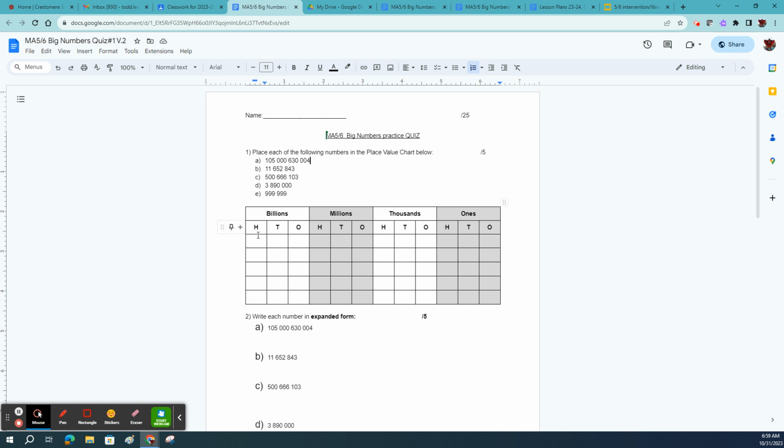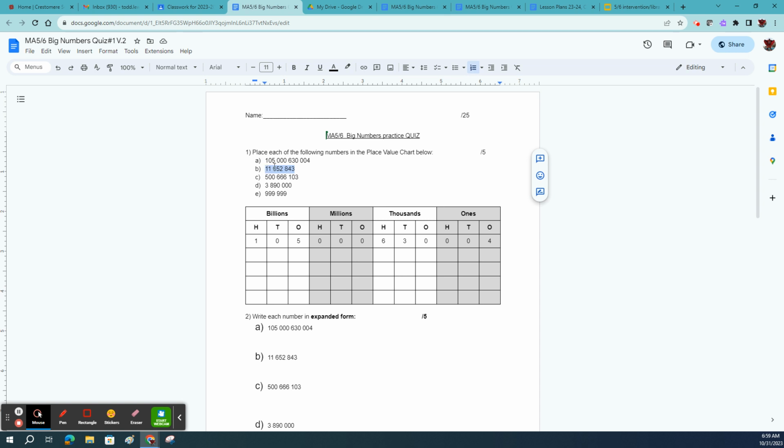105,630,004. Okay, so I know this is in the billions because I read it. I could hear what period it was. 105 billion, no millions, 630,000, 4. Notice I didn't say and 4. Okay, next number, let's read this thing. I've got 3 periods, so ones, thousands, millions.